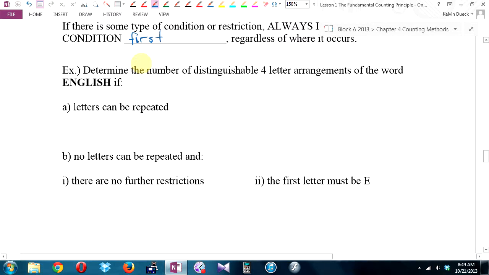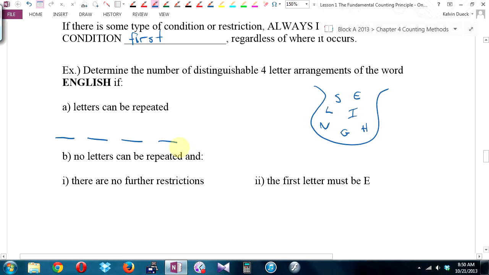It says, determine the number of distinguishable 4-letter arrangements of the word English. How many letters? How many letter arrangements? How many blanks? 4 blanks. I'm going to draw my Scrabble grab bag over here. Only in here, I'm going to have a letter E, N, G, L, I, S, and H. And the first thing it says is it's a 4-letter arrangement, and letters can be repeated.